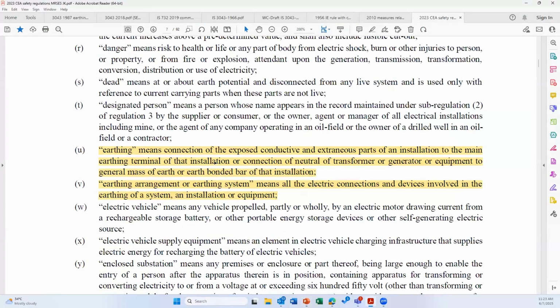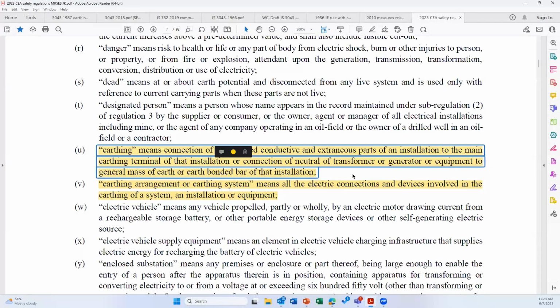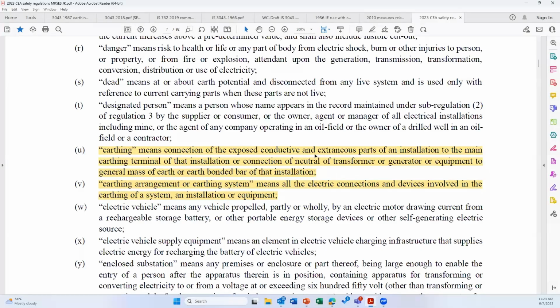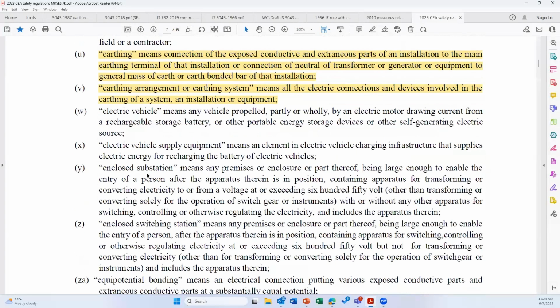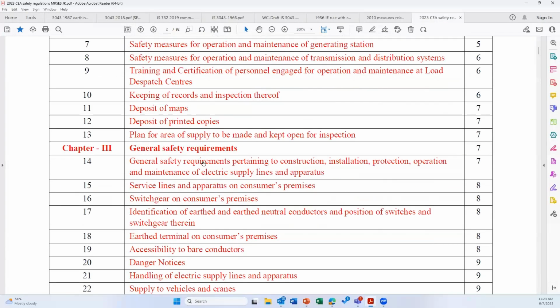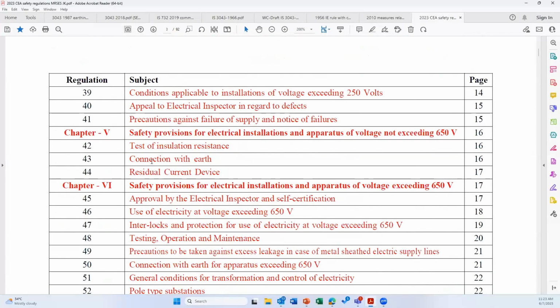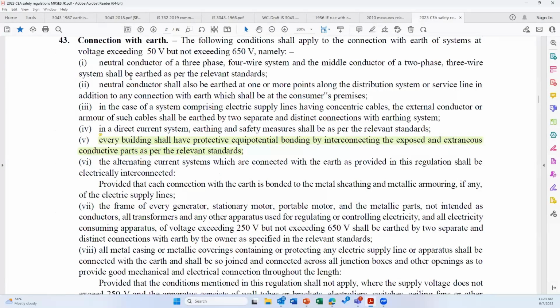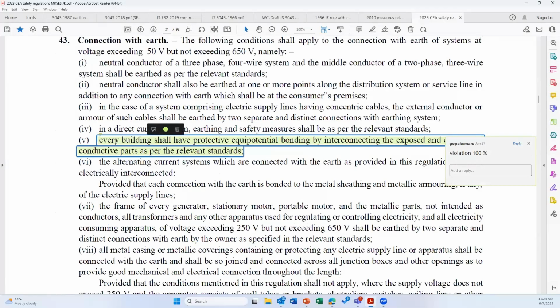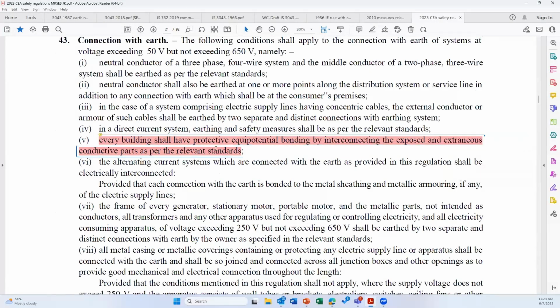As I'm just showing you the definition in the 2023 regulation: earthing means connection of exposed conductive parts and extraneous conductive parts of an installation to the earthing terminal of that particular installation. Now let me take you to regulation number 43, earthing for low voltage up to 650 volt. What we should do, you can see here in this highlighted part: every building shall have protective equipotential bonding by interconnecting exposed and extraneous conductive parts as per the relevant standard. So here the relevant standard is IS 3043.